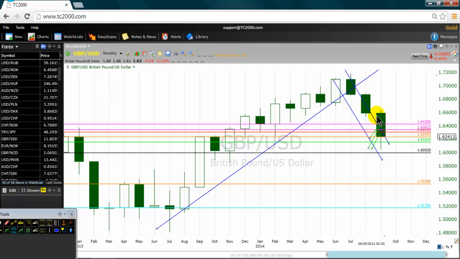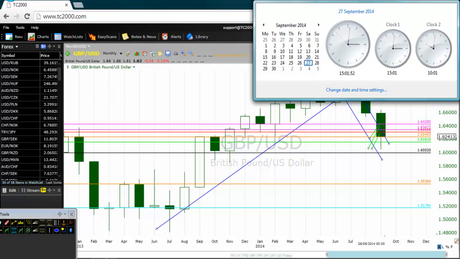This monthly candle is not yet closed. This is the month of September 2014. It's not yet closed. This candle will be closed on Tuesday. So traders need to be a little bit patient until this candle is closed. Everything that we are discussing here, traders must be very, very patient.